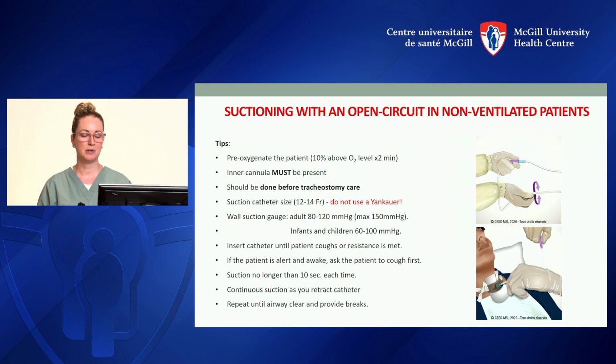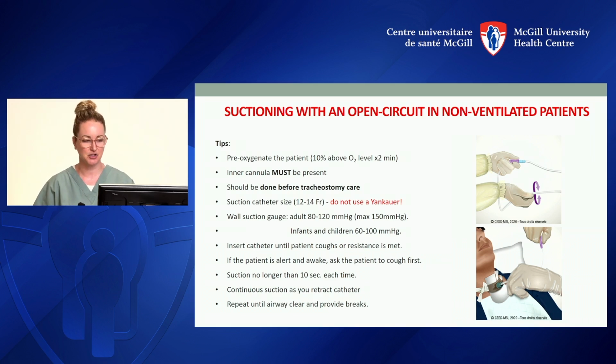So what we would do is insert the suction catheter without putting the suction on. You insert the suction catheter until the patient coughs or until you meet resistance. You then pull back a little bit, about 1 centimeter, apply your suction, and twirl out of the tracheostomy tube and suction your patient. We recommend suctioning no longer than 10 seconds at a time. If you think about it, 10 seconds is quite a long time. If you count 1, 2, 3, all the while you're suctioning all the air out of the patient's lungs. So it tends to be shorter than that, but 10 seconds max.